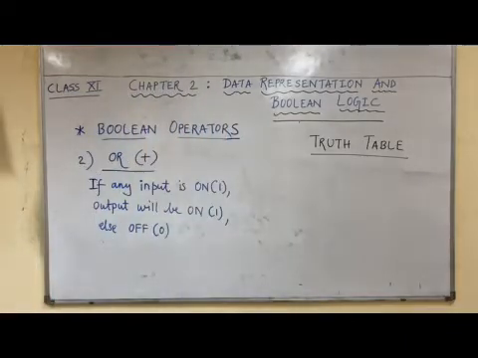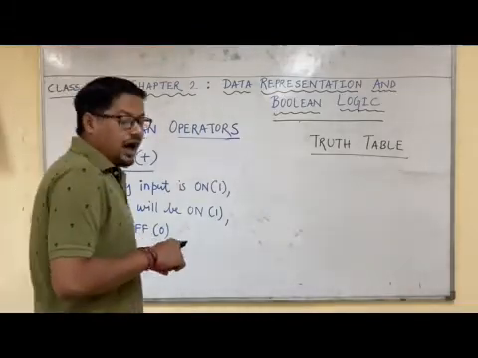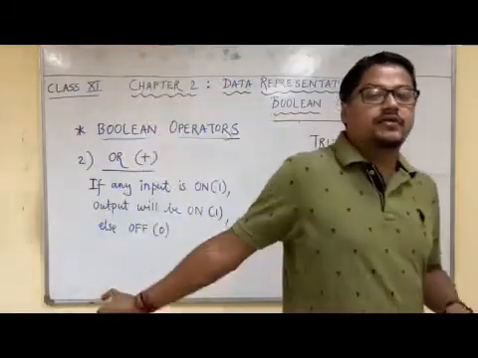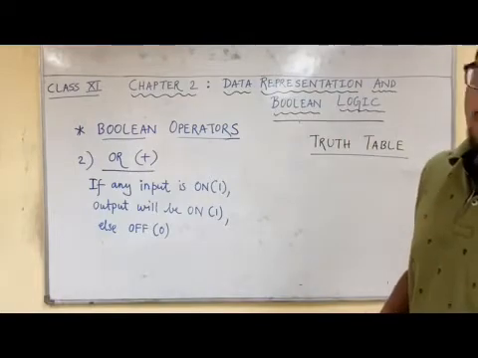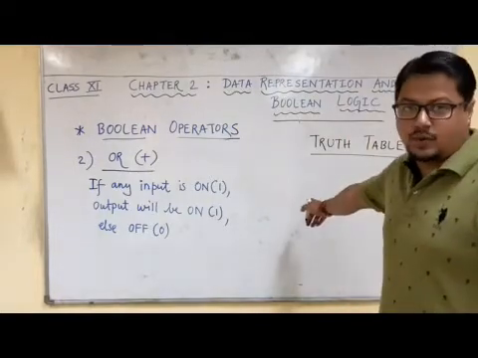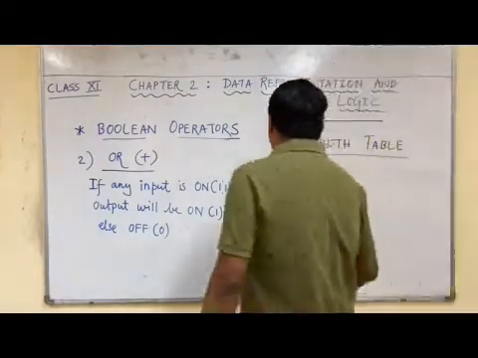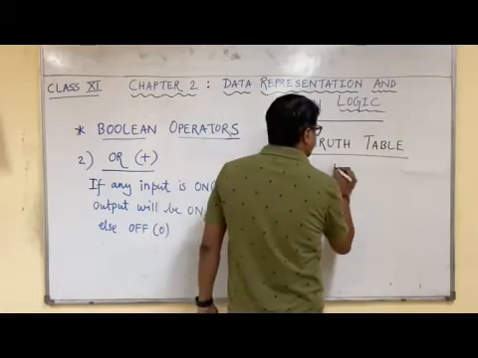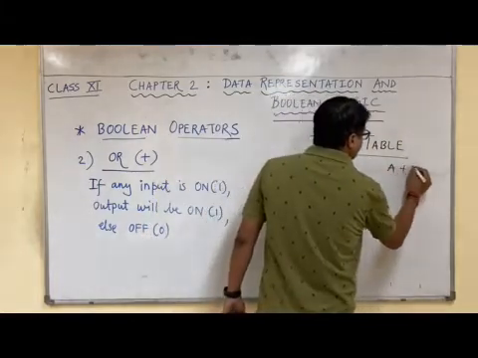If any input is high, output will be high. Output will be 0 when? Only when all inputs are 0. Okay. So again, let us quickly see the truth table for 2 variables, say A, B. We just saw it, but formally we are seeing it now.